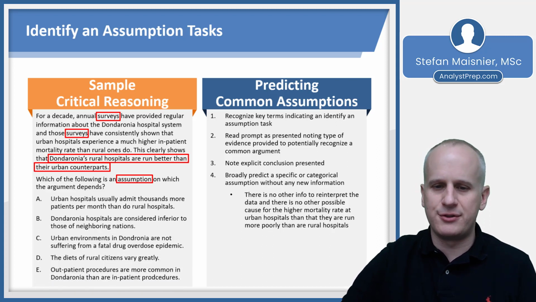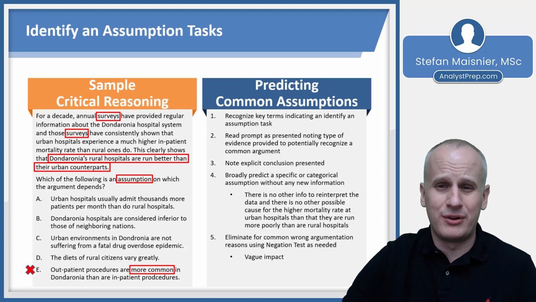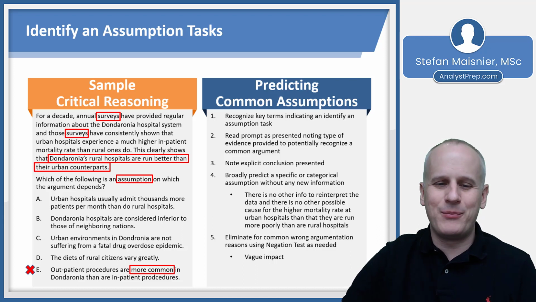So we introduce the answer choices as always, and we're going to look for common wrong argumentation reasons, and we'll potentially use the negation test. So we start with vague impacts, and we can see outpatient procedures are more common in Donderonia than are inpatient procedures. And you go, okay, more common. Like 1 more, 1,000,000 more. There's a whole lot of variance that can happen here. And we also probably would say that this needs additional information as well. So choice E we can get rid of pretty directly.